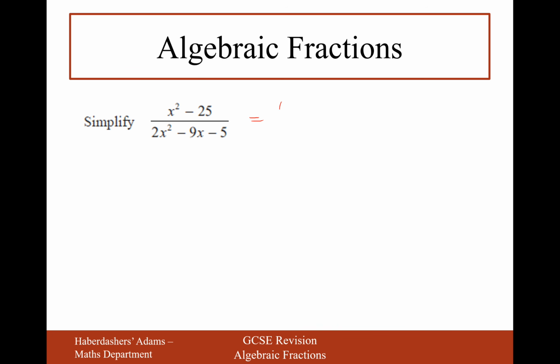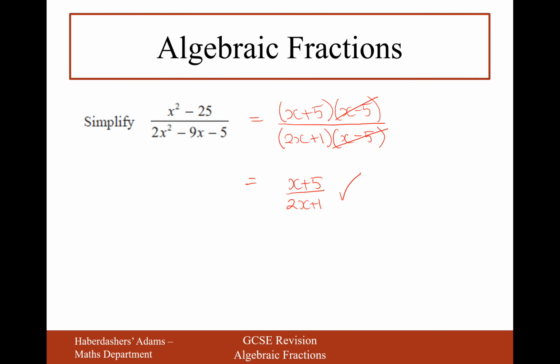Okay, so again it's a factorizing question on the top and the bottom, x plus 5, x minus 5. That's on the numerator, and on the bottom it's going to be a 2x and an x, and if I put the minus 5 over here and the plus 1 over here, that will expand to give minus 9x and the minus 5. Good, so that means I can see I've got a common factor of x minus 5 on the top and the bottom there, so it's x plus 5 over 2x plus 1. And there we are, that's the answer to that one.